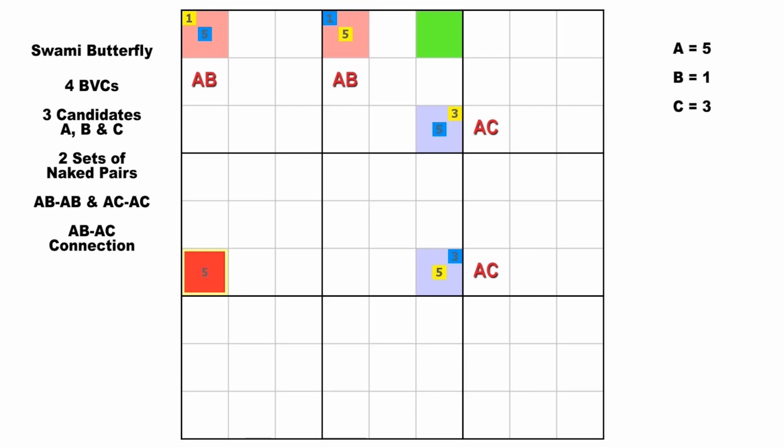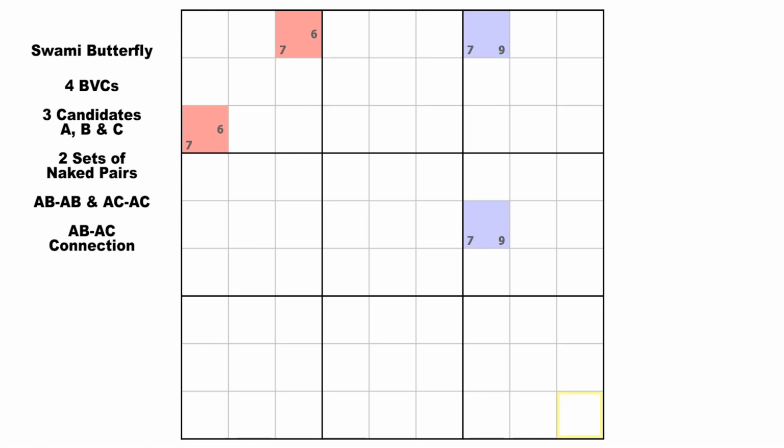Many times with a butterfly, there will only be one possible candidate elimination, but there can be several more, as you will see in a minute. All right, let's go to the next one. Okay, here we have another butterfly pattern. We've got a naked pair in block 1 and another naked pair in column 7.